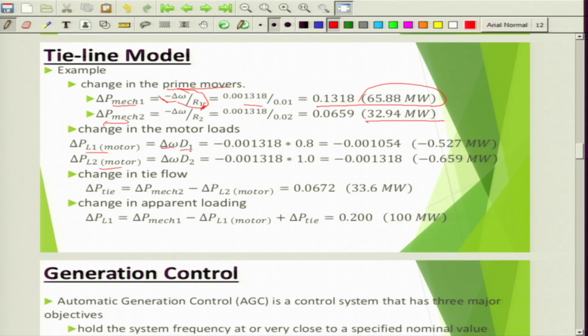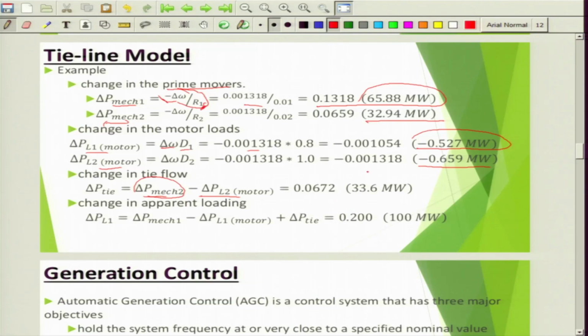That means delta omega into D1, this delta omega is negative, so the power consumed by these loads has reduced from its original value by 0.527 megawatt in network 1 and 0.659 megawatt in network 2. So the change in tie flow, delta P tie, is equal to delta P mechanical 2 minus delta PL2. This is a change in generation at network 2, but the change in tie line power flow has a reduction in load consumption plus an increase in generation.